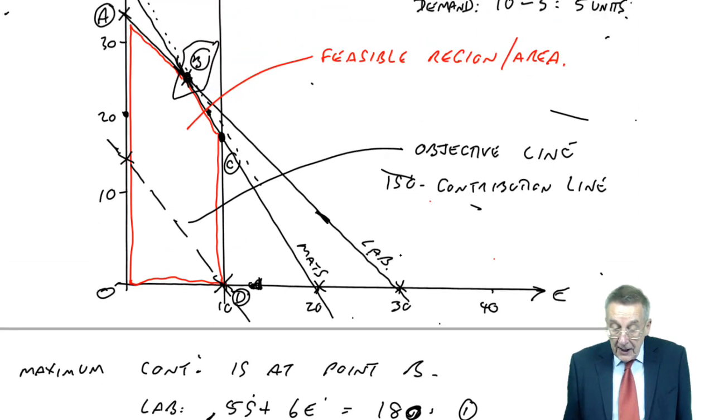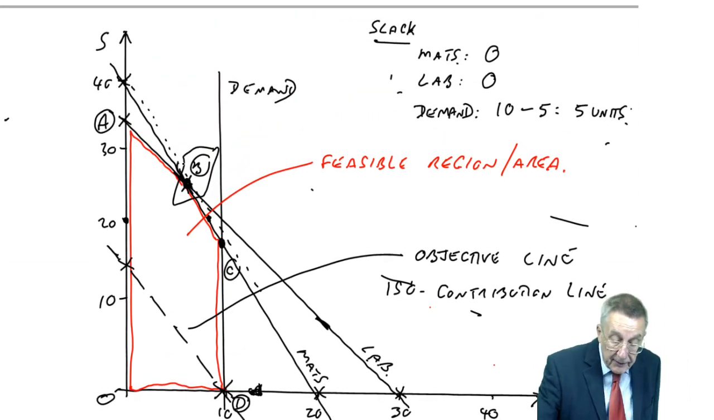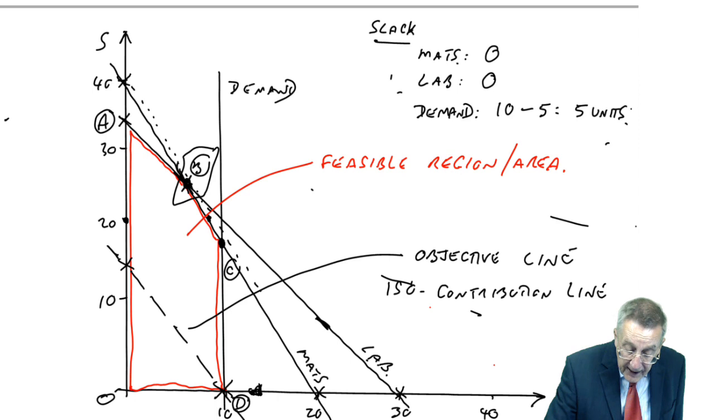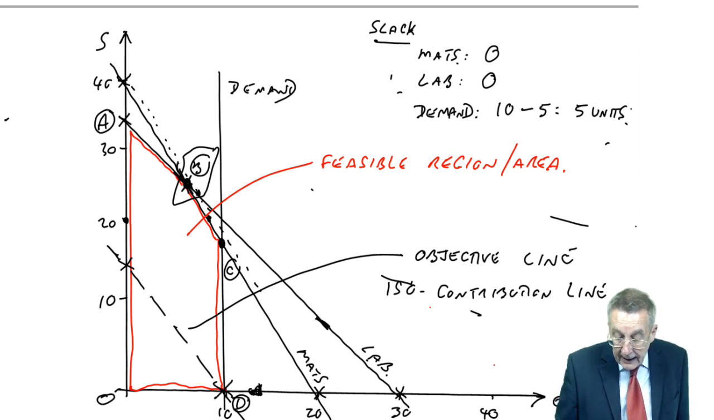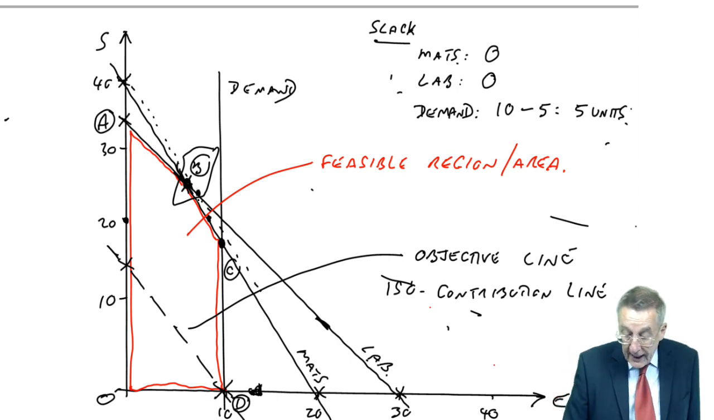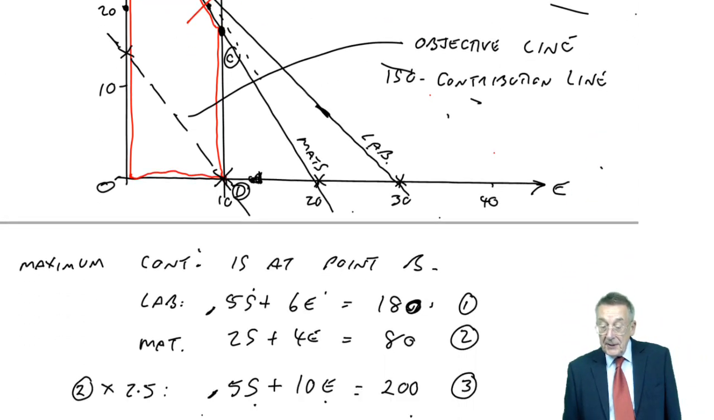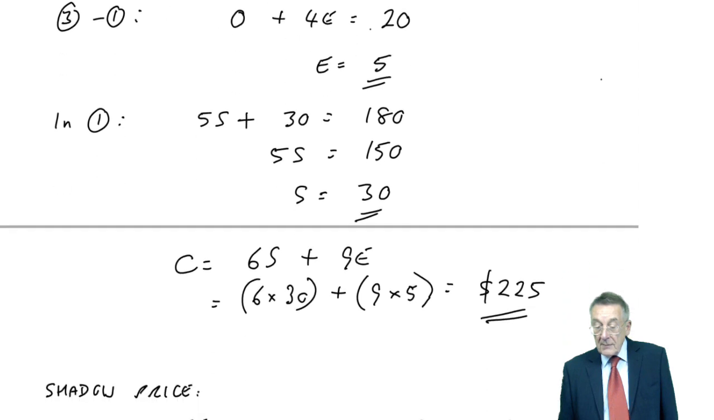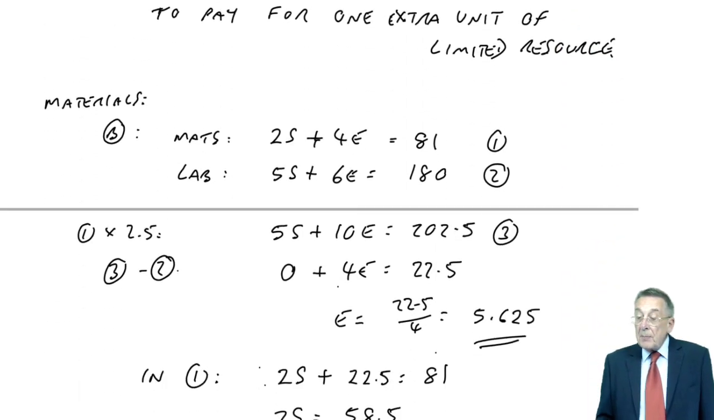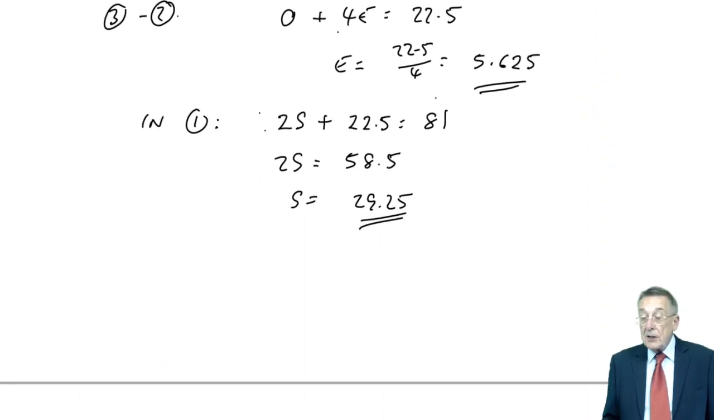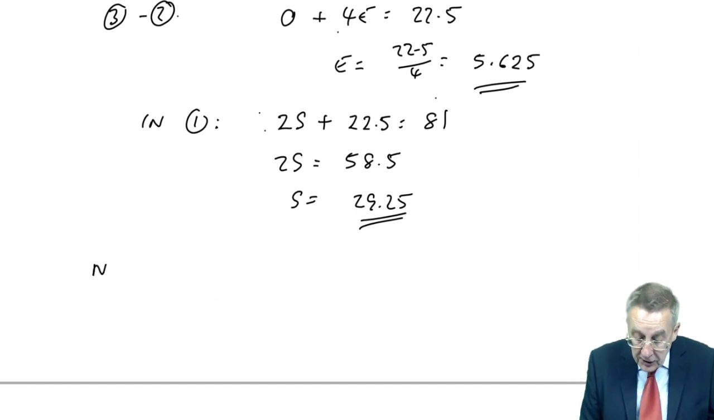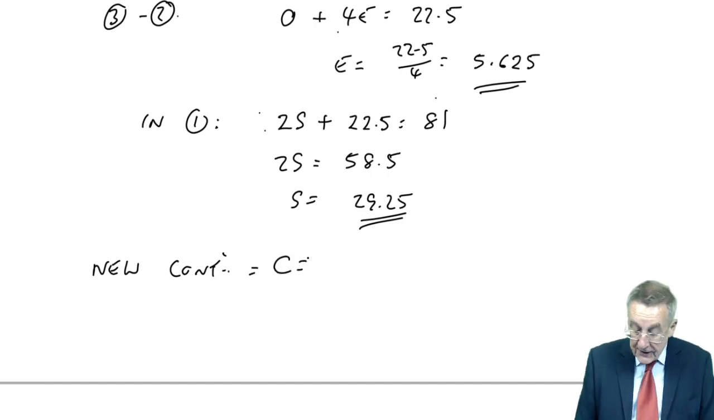Oh dear, sorry, I shouldn't be doing this. But if it does move out very slightly, you can see for yourself that B moves very slightly. It'll be more E's and fewer S's, which is what's happened. But as a result, what would happen to the total contribution? The contribution, remember, was 6s plus 9e.